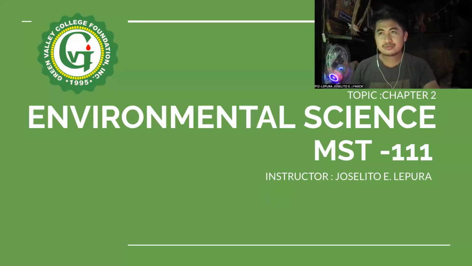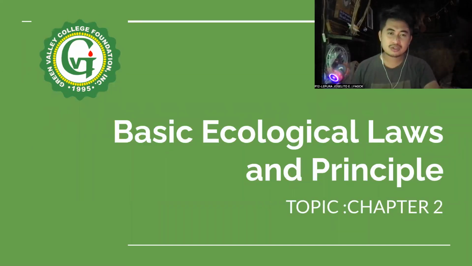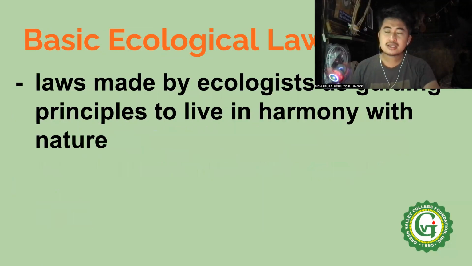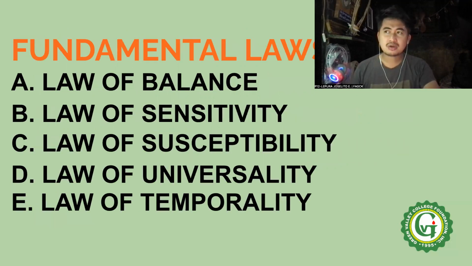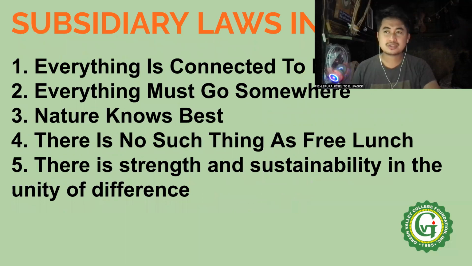We've also discussed in your chapter 2 the basic ecological laws and principles. When we say laws, these are things that are made in order to create harmony, peace, and order. For our basic ecological laws, we have the law of balance, sensitivity, specificity, susceptibility, universality, and temporality. For the subsidiary laws, you can refer to your screen.